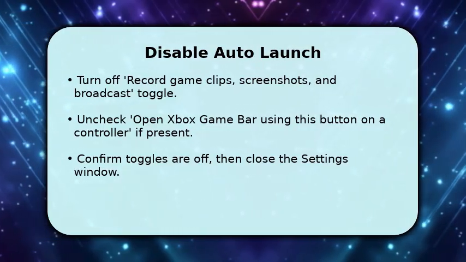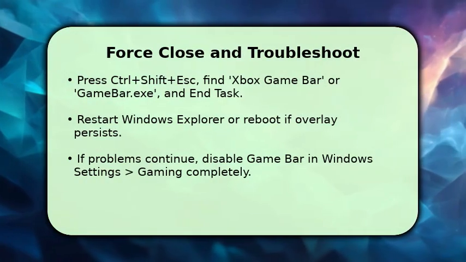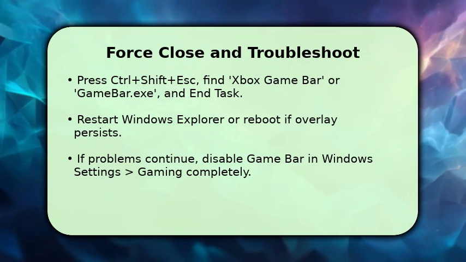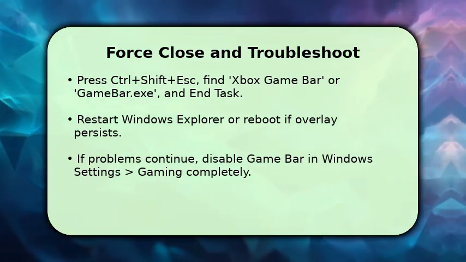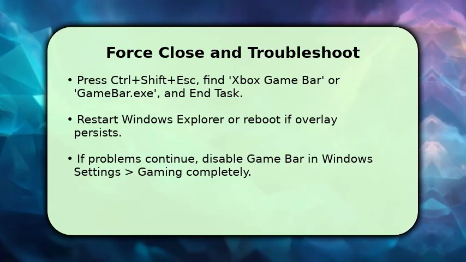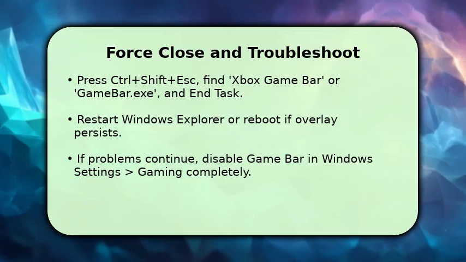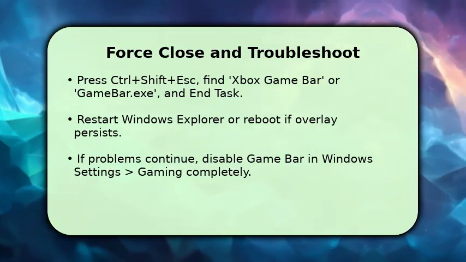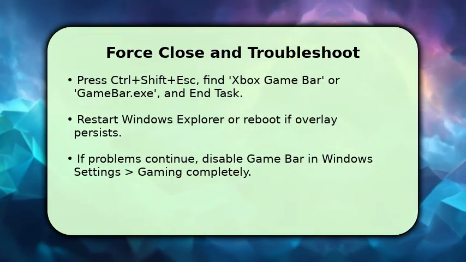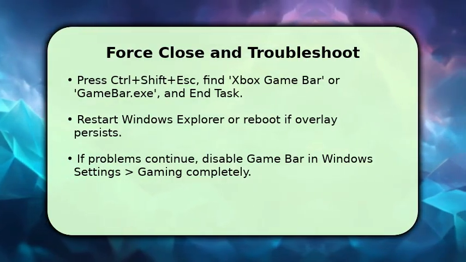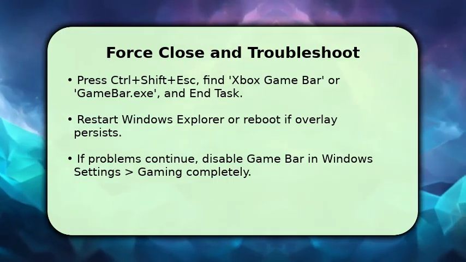If the overlay is still visible, force it to close. Open Task Manager with Ctrl+Shift+S, locate Xbox Game Bar or GameBar.EXE and choose End Task to remove it immediately. Once closed, restart Windows Explorer or reboot to clear lingering hooks and make sure changes stick. If the overlay returns, go to Windows Settings, Gaming, and turn off Game Bar entirely. That fully disables the feature. Troubleshooting tip: update Windows and GPU driver.